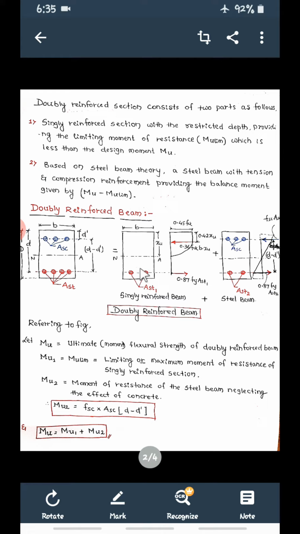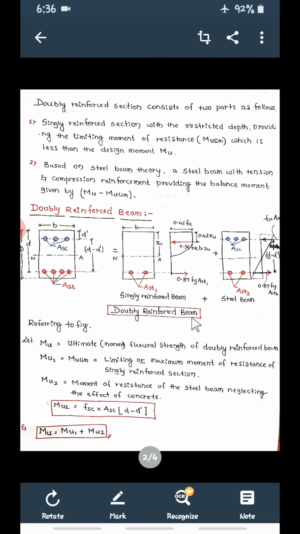So see, this singly reinforced beam plus this steel beam. Now see, AST1 here, AST2 here. If you add these two, AST1 plus AST2, we will get AST. Then this ASC we can see here. This is a section in which we can see the reinforcement at the bottom as well as the compression steel at the top. If you add these two, we will get the total doubly reinforced beam. Concrete is there here, don't worry.